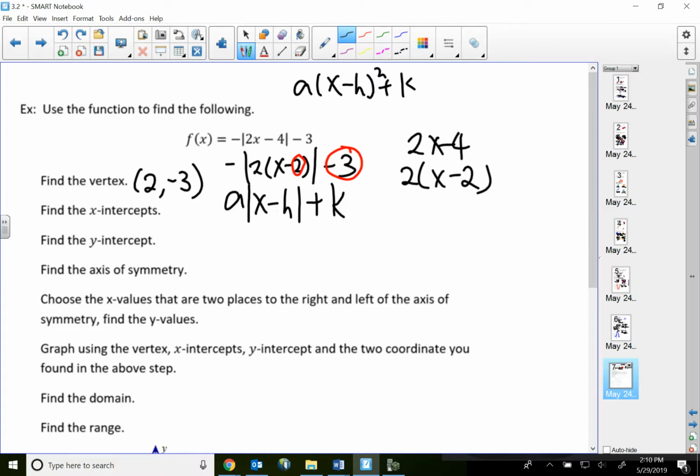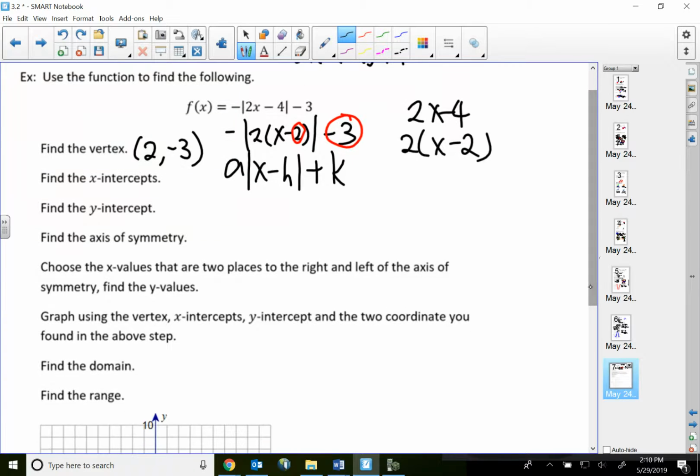It shows me that you're trying to match the 2x minus 4 into an x minus h form. We'll talk a little bit more about this 2 right here that we factor out in the other video. All right, let's find some x-intercepts. I'm going to write my problem down here again.